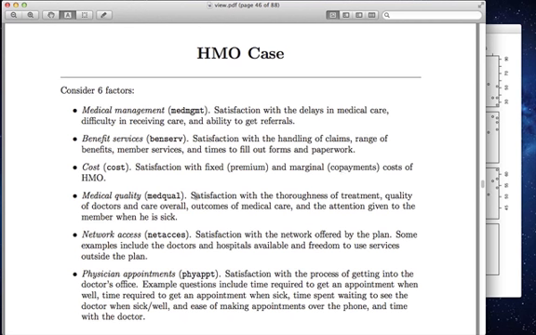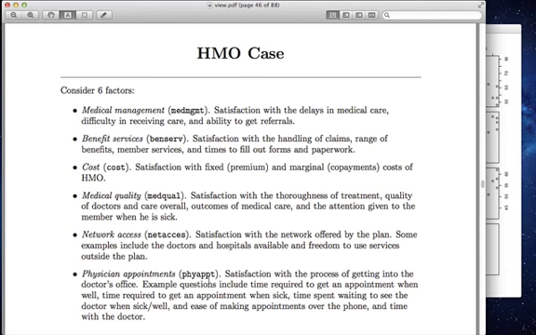Medical quality refers to how satisfied you are with the thoroughness of treatment, quality of care that the doctors give you, these sorts of issues, all about the quality of the care you're getting. Network access is about the network offered by this HMO, so different HMOs. So within a network, they may have university hospitals or not have university hospitals. They may have certain specialists and so forth. So how satisfied are you with the network that's offered by your HMO?